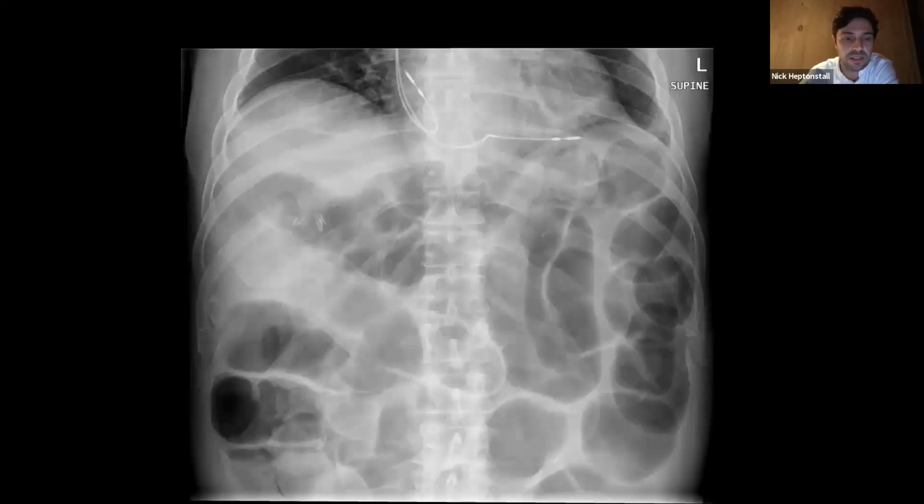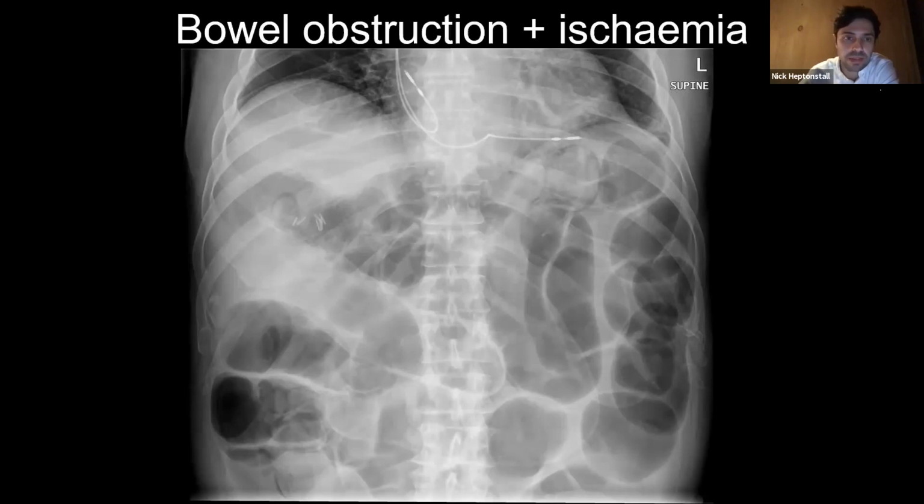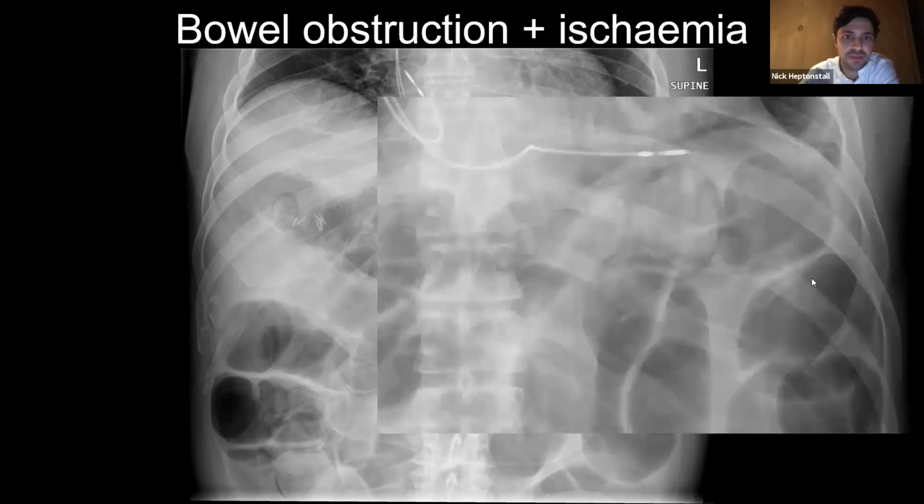So this is another case. So this is bowel obstruction. Clearly, there's a lot of dilated bowel loops all the way through the bowel. This does actually have signs of ischemia. There's numerous areas of gas within the wall. So this is bowel ischemia.